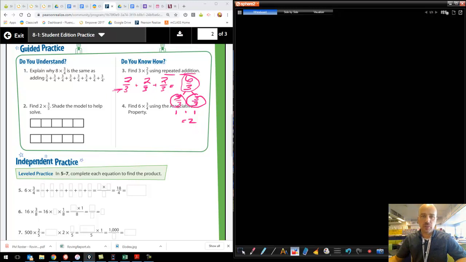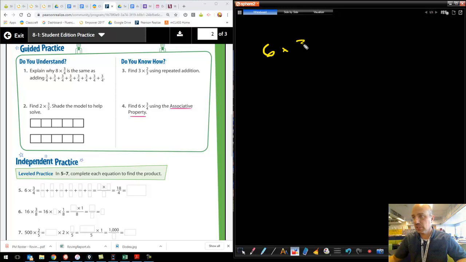All right, so let's keep going here. Find 6 times 3/4 using the associative property. Here's how we do this, just like in the visual learning. We're going to take 6 times 3/4. What we can do is take this 3/4 and say that this is 3 copies of 1/4. We just regrouped, and we're keeping that together.